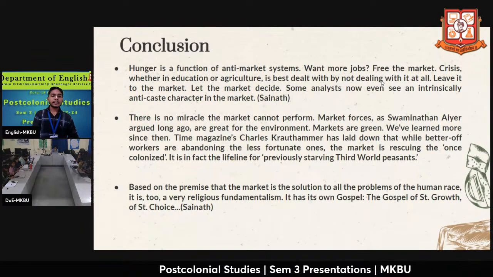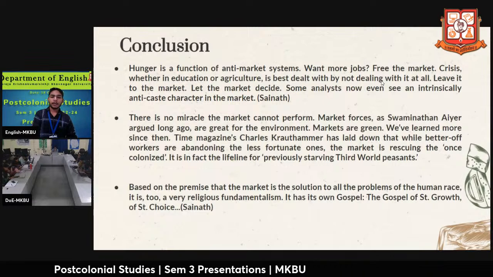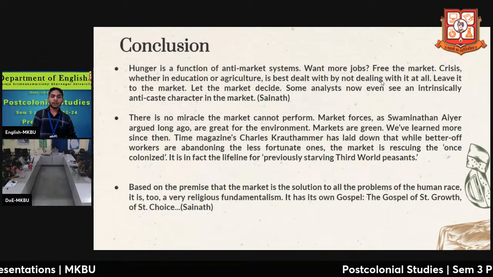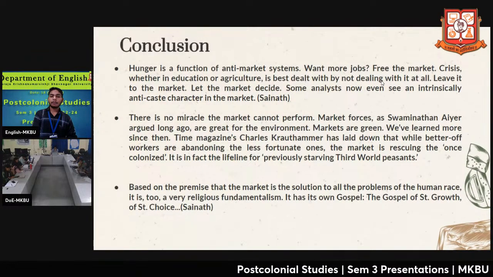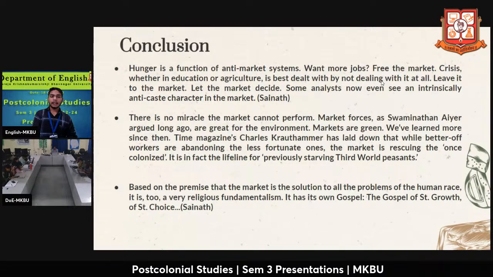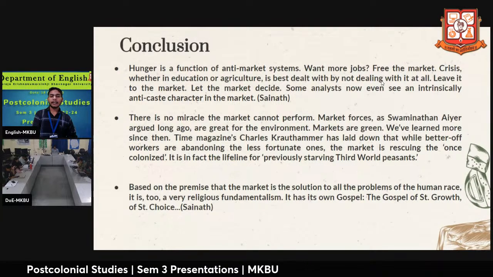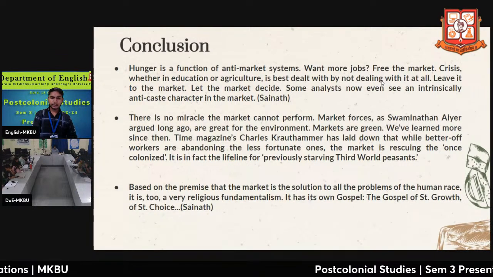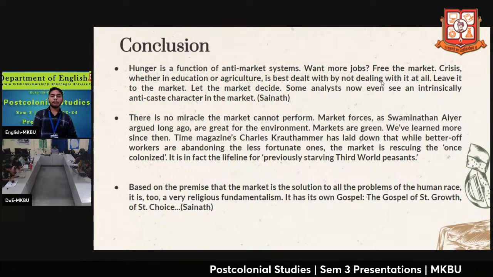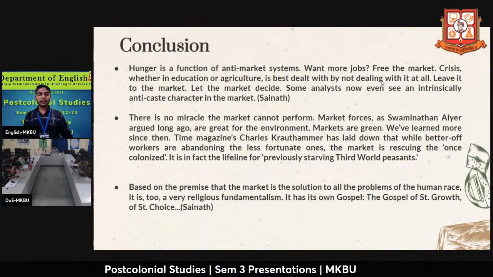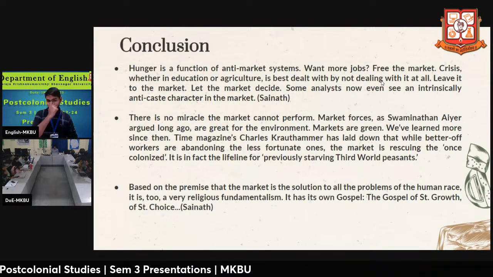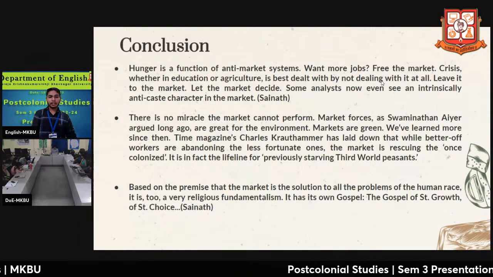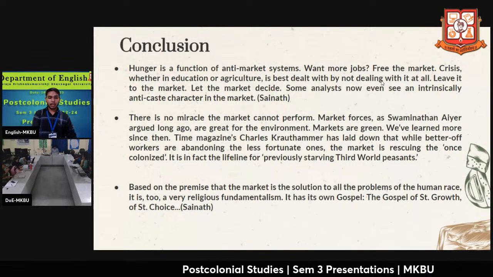Conclusion: hunger is a function of anti-market system. Want more jobs? Free the market. Crisis, whatever in education or agriculture, is best dealt with by not dealing with it at all. Leave it to the market. Let the market decide. Some analysts now even see an intricately anti-caste character in the market. This way, if a free market will grow, all will be dependent on the free market, and it will be the loss for common people.